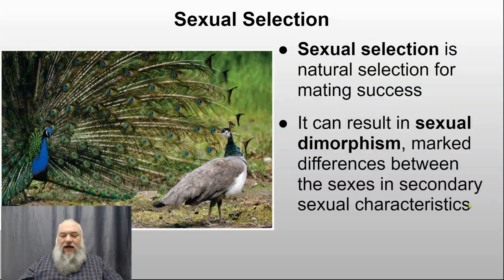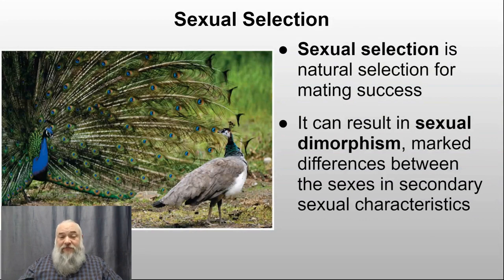Okay. Now, this can result in sexual dimorphism, a marked difference between the sexes in secondary sexual characteristics. So here, the peahen doesn't want to be flashy because that's going to attract predators, and she's got to sit still on a nest for long periods of time. So for her to survive, especially when she's nesting, she's got to be well camouflaged. The male peacock, on the other hand, doesn't have to sit still, so it can afford to be a little bit more flashy.